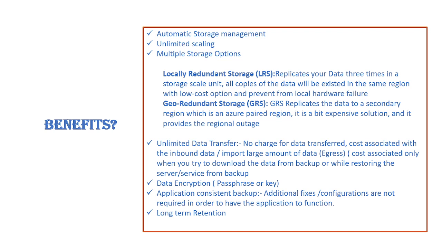Then the next one is GRS. GRS means geo redundant storage. Geo means what? Geographically, meaning physical location. Geo means it is geographical redundancy.